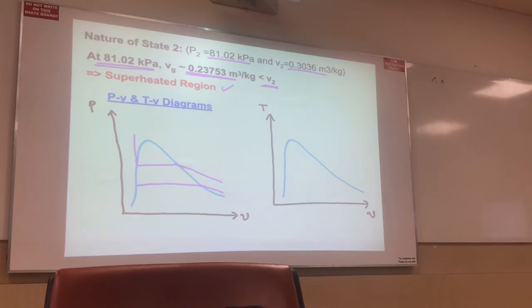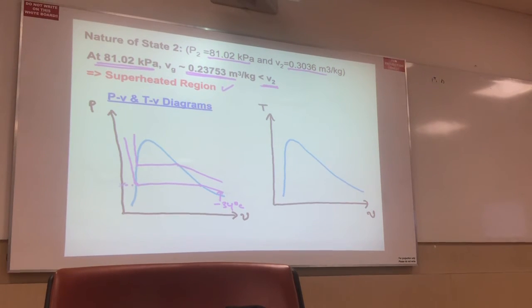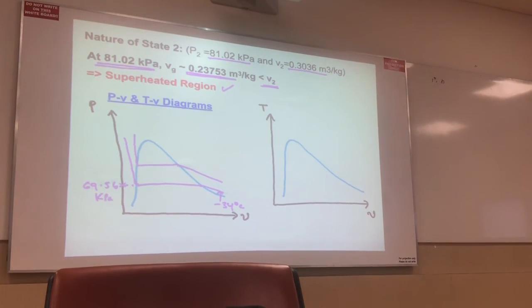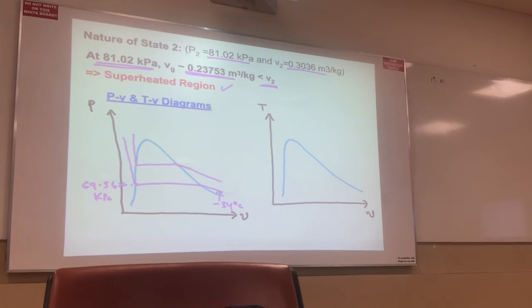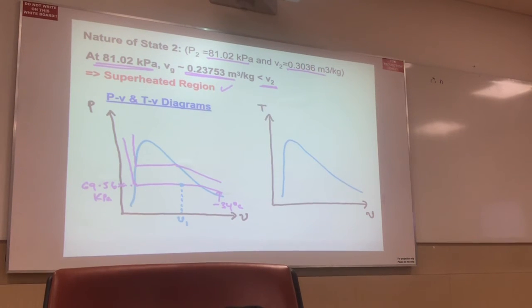What is the initial temperature? Minus 34, right? Good. So this temperature is minus 34 degrees Celsius. This indicates the initial pressure, 69.56 kilopascal. And the initial state is here, right? This is V1. Then after compression, this is state 2.